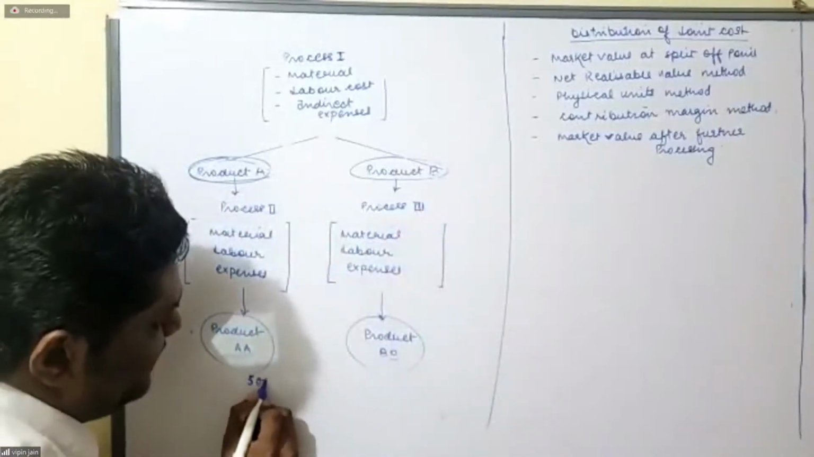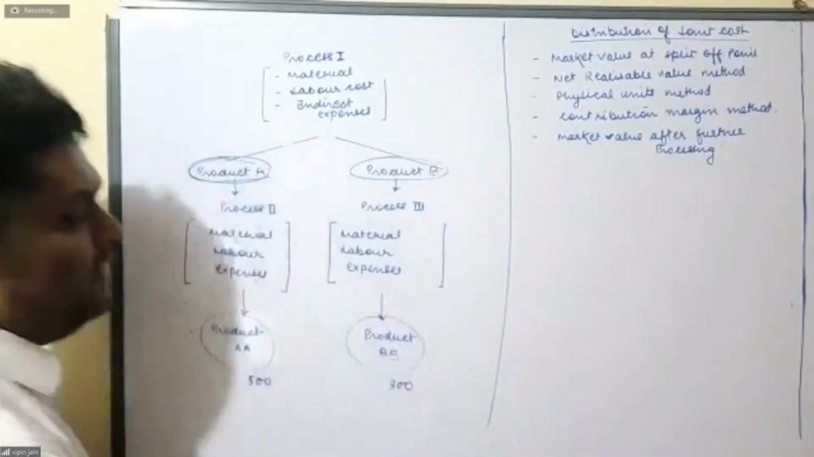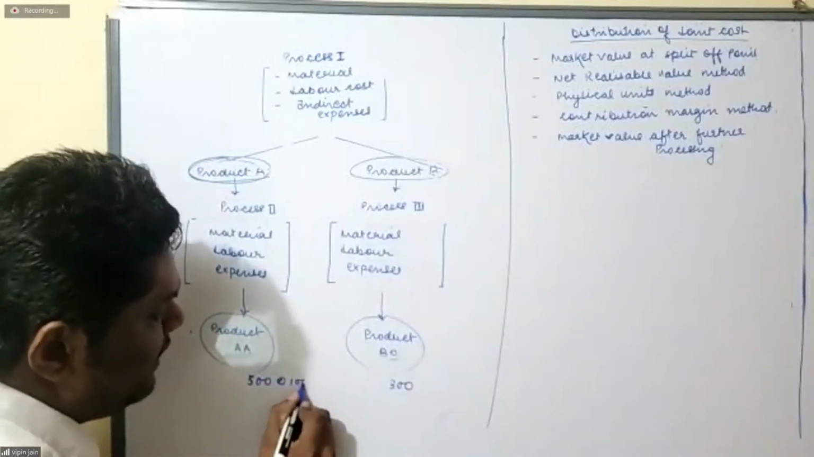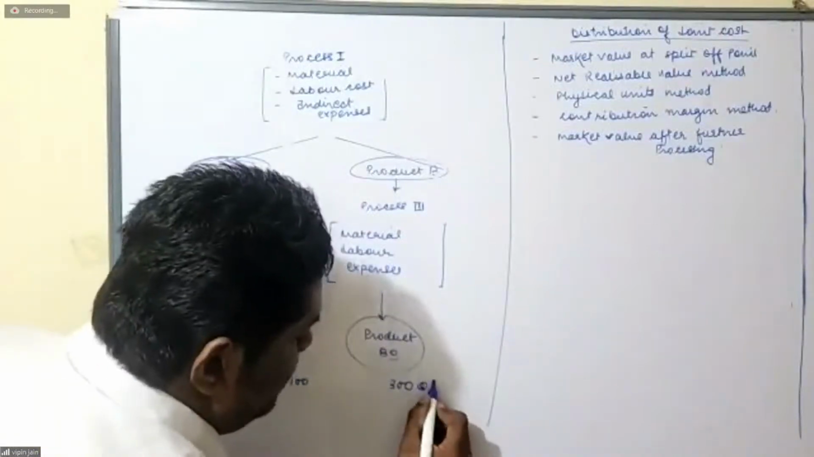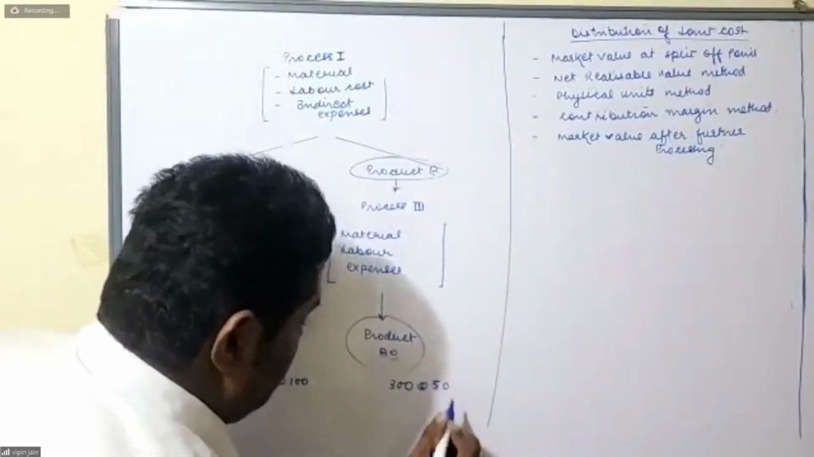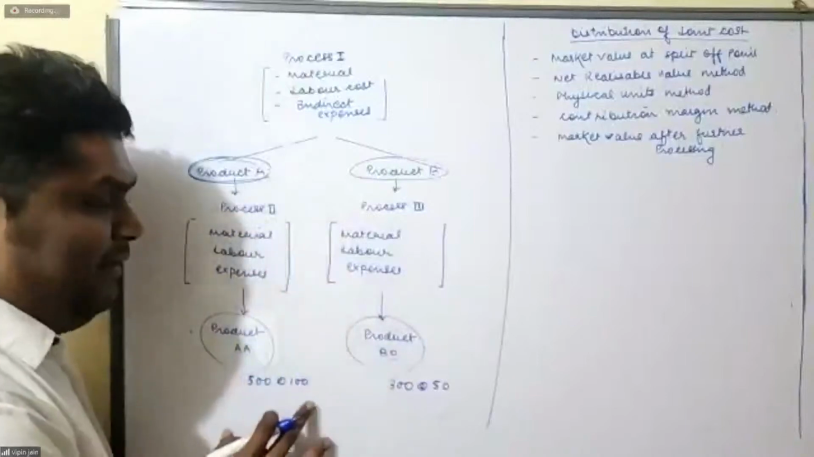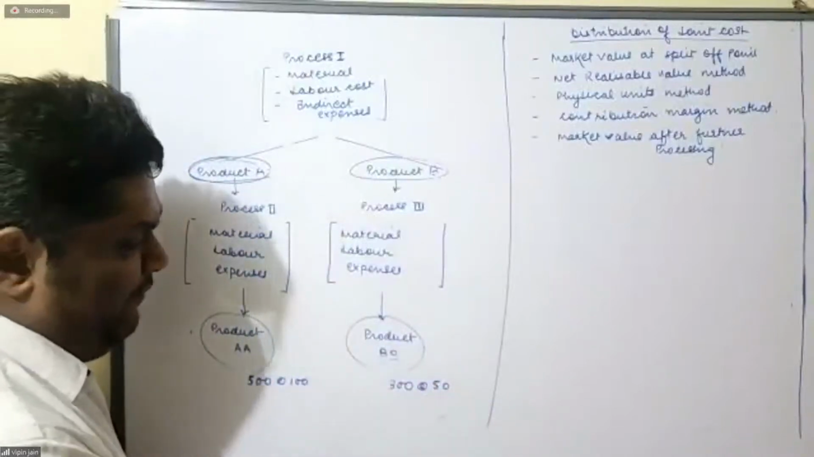Let's say 500 units were manufactured of product AA and 300 units were manufactured of product BB. These units can be sold in the market at the rate of 100, and these units can be sold in the market at the rate of 50.